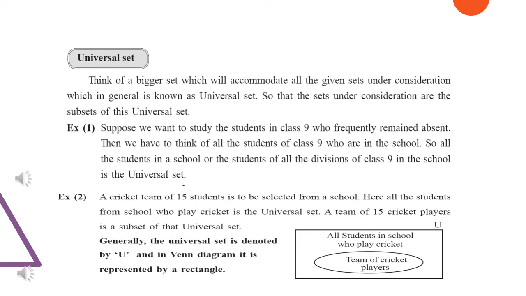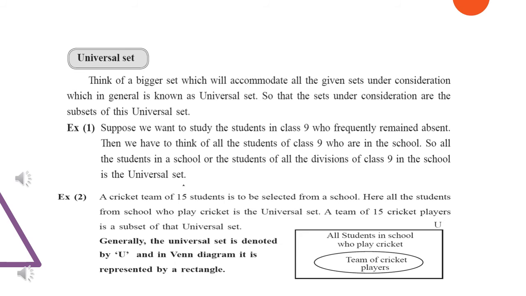Let us see another example given here. A cricket team of 15 students is to be selected from a school. So for this, first I need to know the number of students who play cricket in the school. So this group of children who play cricket in school will be my universal set. A team of 15 cricket players will be the subset of the universal set. The team which I'll be preparing from the students who play cricket will be my subset of the universal set. So it is also shown in the Venn diagram form over here.